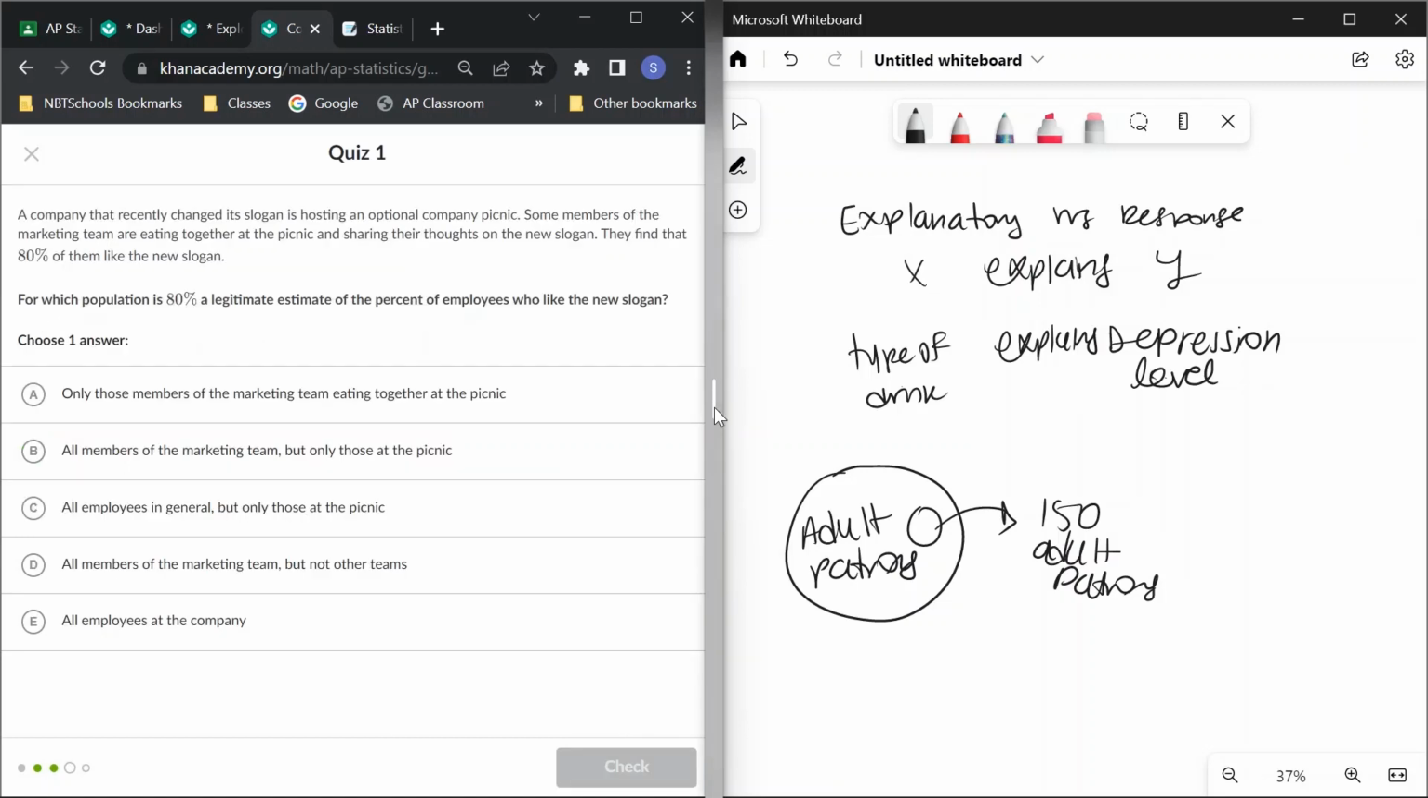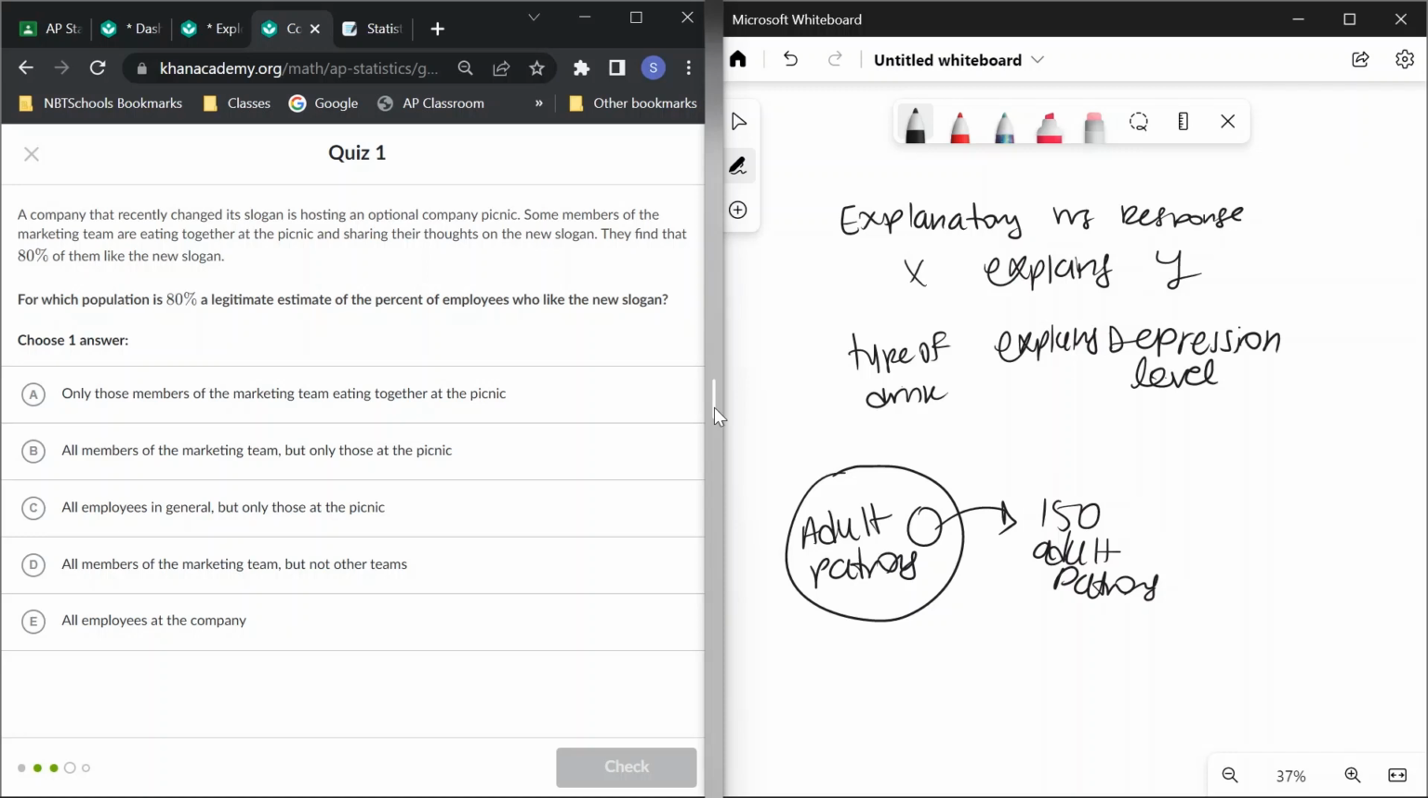Okay. A company that recently changed its slogan is hosting an optional company picnic. Some members of the marketing team are eating together at the picnic and sharing their thoughts on the new slogan. I find that 80%... for which population is 80% legitimate as the percent of employees who like the new slogan?